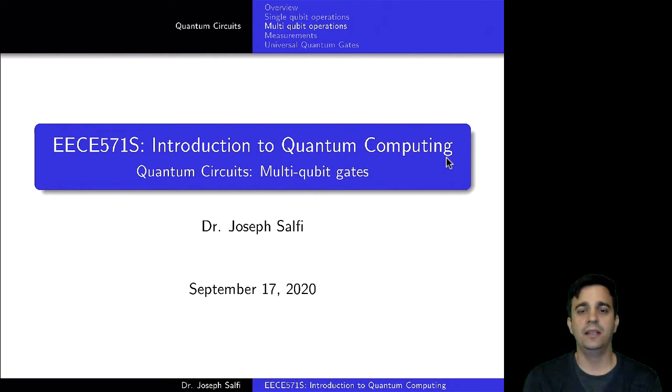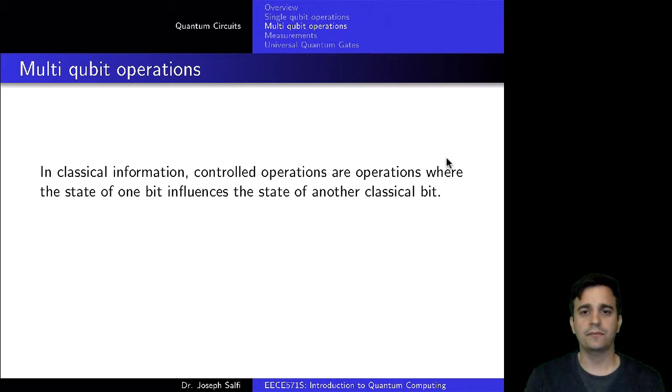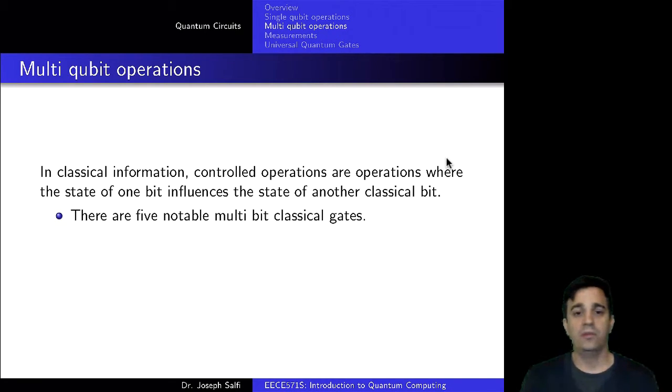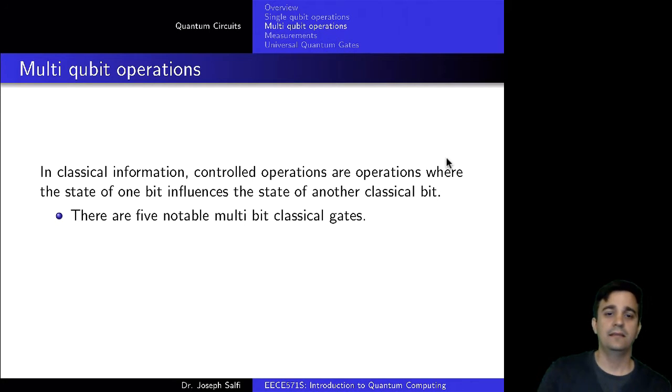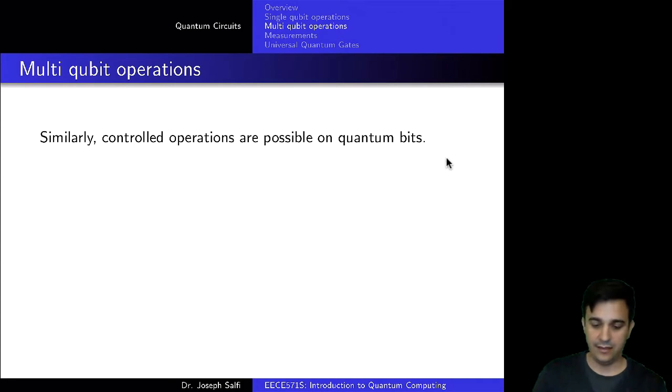Now we're starting the unit on multi-qubit gates within the circuit model. In classical information, controlled operations are operations where the state of one bit influences the operation performed on the state of another classical bit. There are 5 notable multi-bit classical gates: the AND gate, the OR gate, the XOR gate, the NAND gate, and the NOR gate.